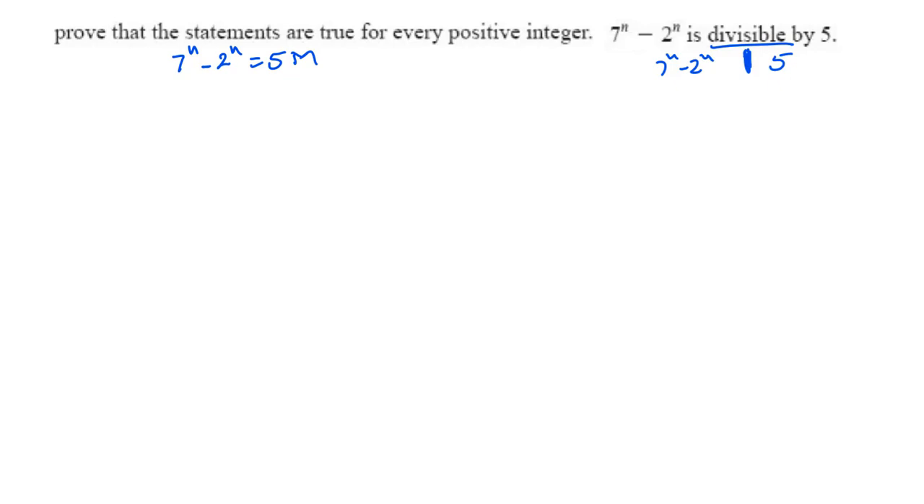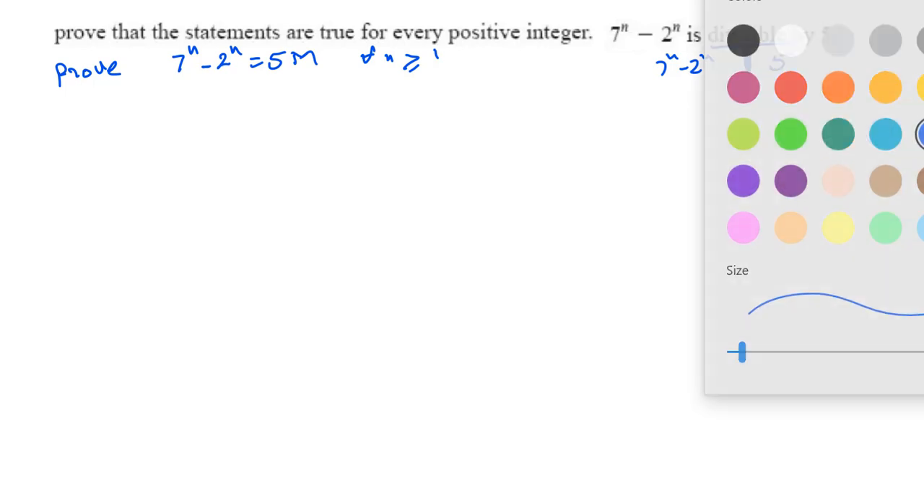So the question here is to prove that 7 to the n minus 2 to the n equals 5m for all n greater or equal to 1. So right here we're going to write those 3 steps for the proof by induction.